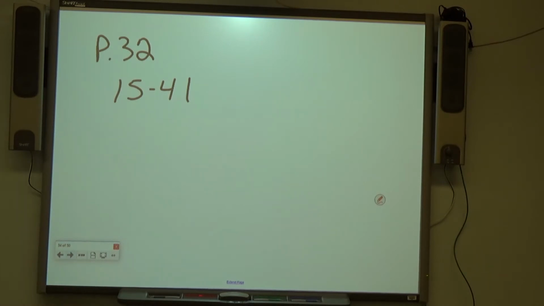Okay, here's your assignment for adding integers. Go ahead and put your name on top of your paper. Start a fresh new sheet of paper. Skip a line in between problems. Make it as neat as possible. Do not lose your other assignments.